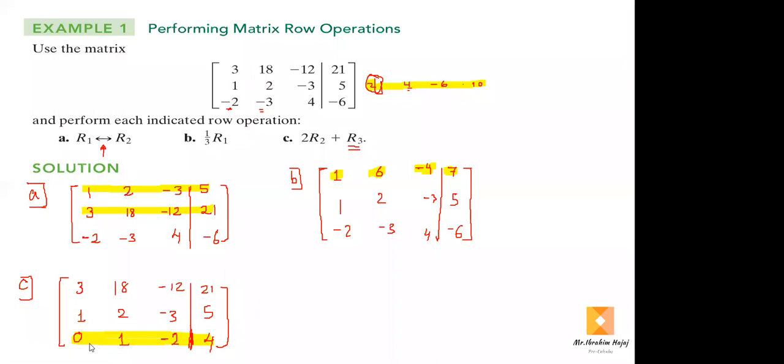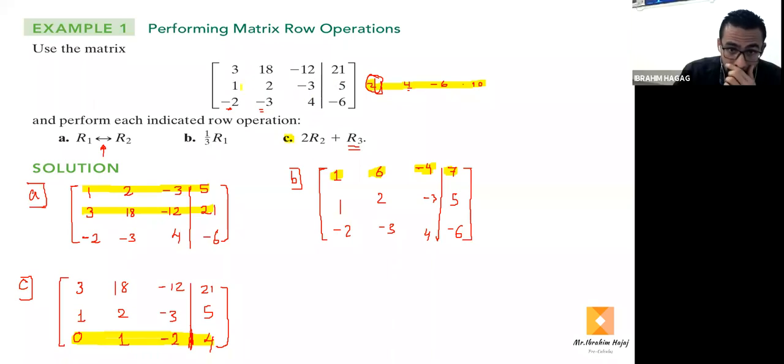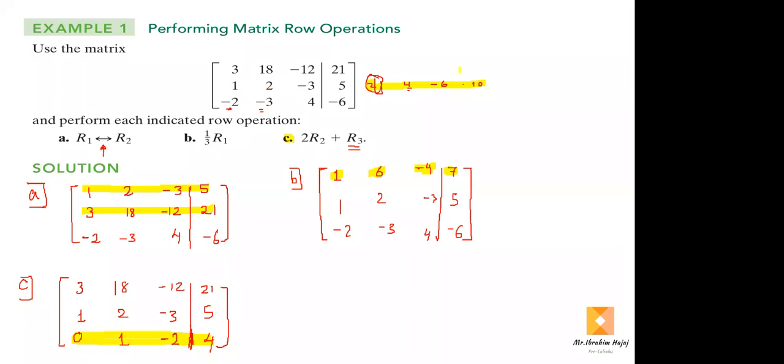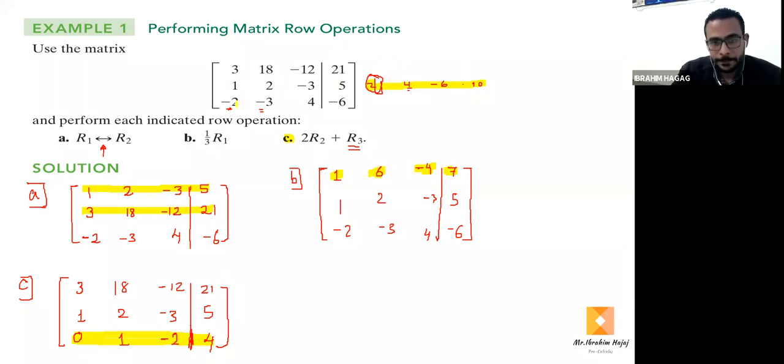Okay, only row 3 changes. What did we do in C? Multiply here. Do you see row 2? Multiply by 2 gives 2, gives 4, gives -6 and 10, right? Yes. Add this result to row 3.